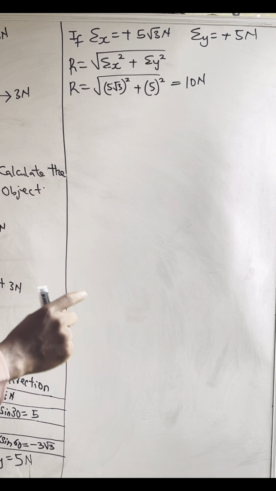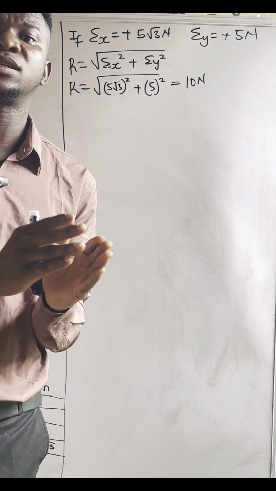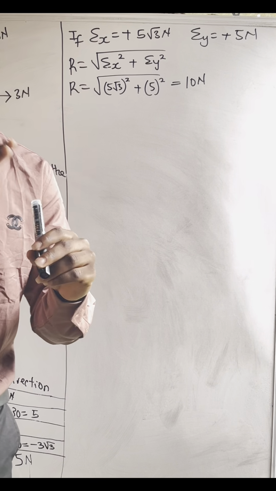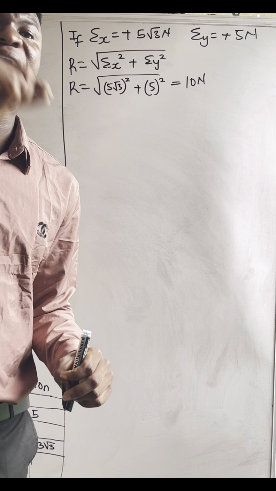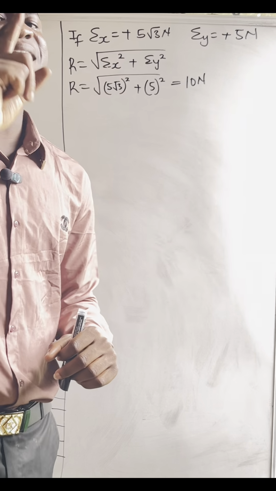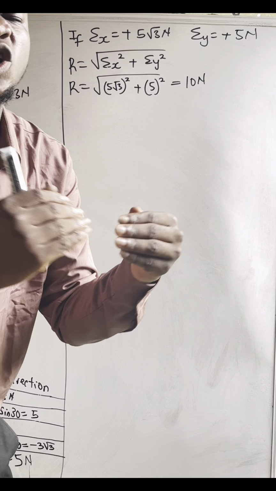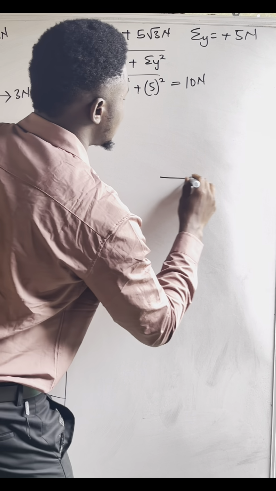The vector diagram will not be this. You will see that when we are explaining the positive x-axis, positive y-axis, negative x-axis, negative y-axis, you've known that if it is positive y, it will be going up. But if it is negative y, it will be coming down. If it is positive x, it will be going to the right. If it is negative x, it will be coming to the left. Since our summation x, that is the summation of the horizontal direction, is positive, this simply means that it will be going to the right like this.